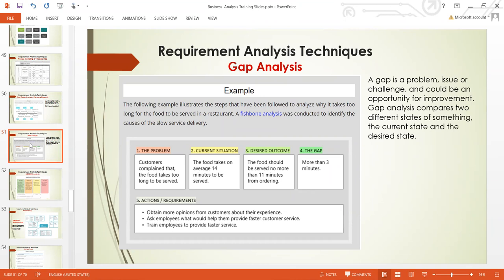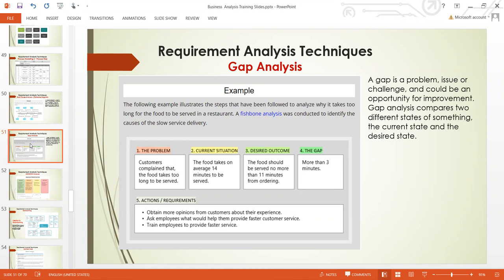A gap is a problem, issue or challenge, and could be an opportunity for improvement. Gap analysis compares two different states of something, the current state and the desired state. So that is how gap analysis works. You're already working with gap analysis. In your assignments, the gap analysis is part of it. So you already know what gap analysis is. And just like I said, you use it to compare two states, the current state and the future state, which is as-is and to-be. And then you find out the gap between them, which becomes an opportunity for the organization to improve.